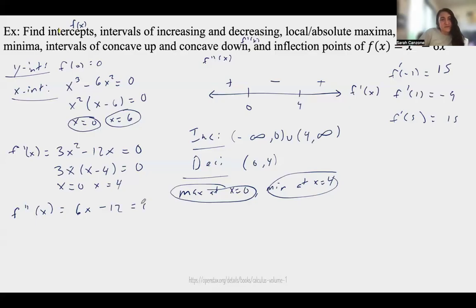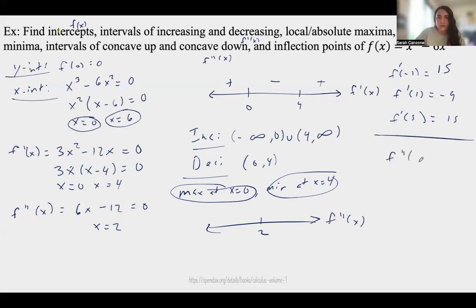Sorry. Set this equal to 0, and if we add the 12 to the other side and divide by 6, we get x equals 2. Again, sorry. 2 is not like the number for second derivatives. It's just coincidental here. So we'll create another number line, put a 2 here, label it as our second derivative so we remember, and we can test points here. So now the second derivative at, I'll say 0, because again, it's easier, is going to be negative 12. So that's negative. And then the second derivative at, say, 3 is 6 times 3, which is 18, minus 12 is 6.